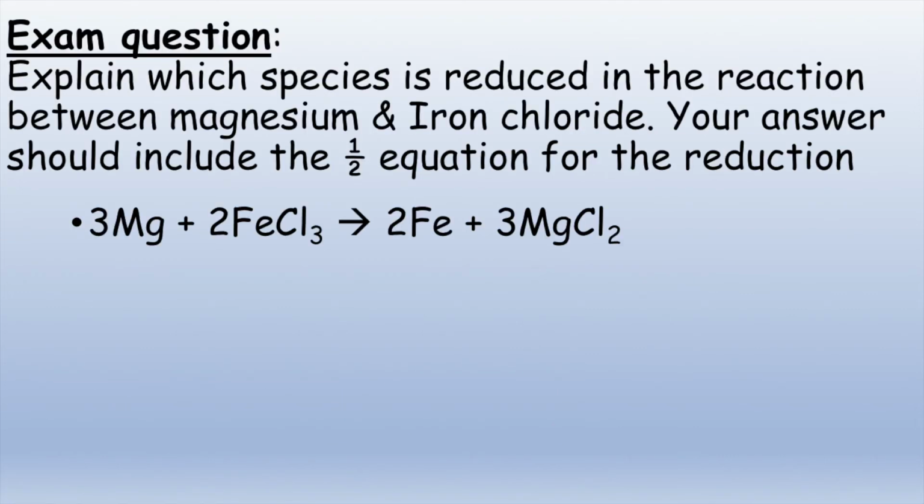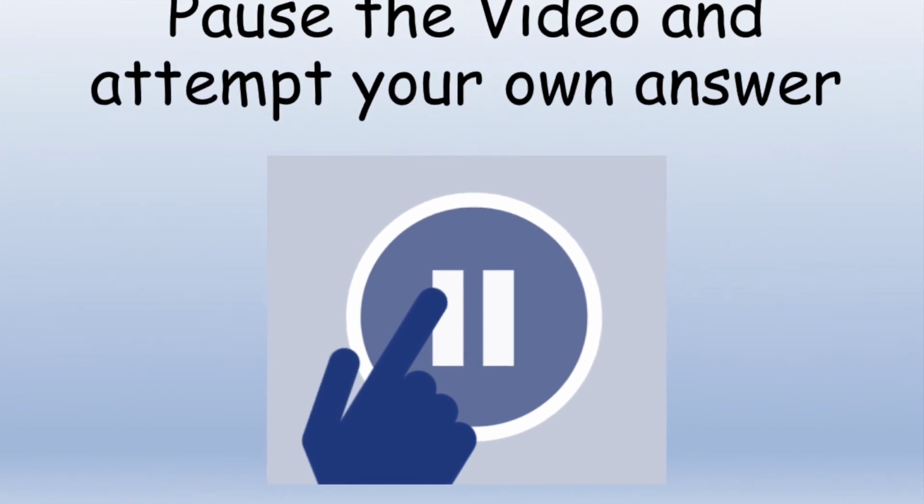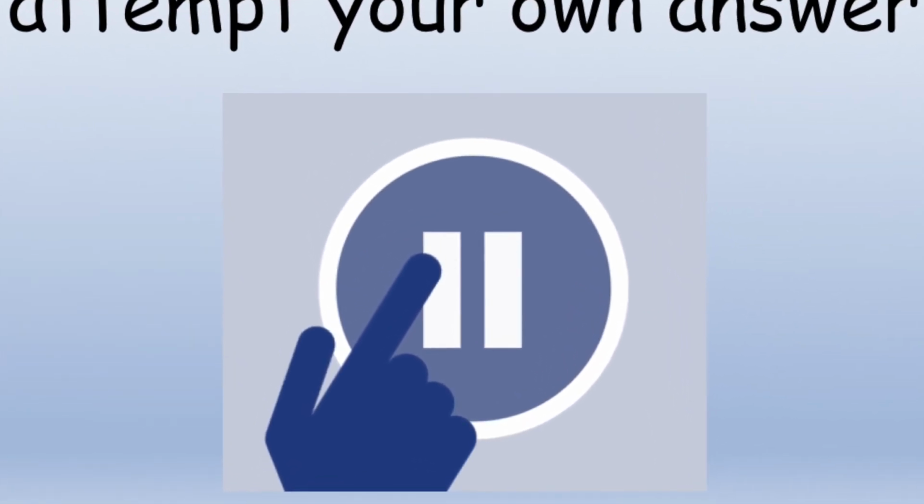You now have the opportunity to answer this 3-mark exam question. You must pause the video in order to do this. Explain which species is reduced in the reaction between magnesium and iron chloride. Your answer should include the half equation for the reduction. Explain is a higher level skill. It requires you to give a reason for your answer. Pause the video now to try your own answer, and an example answer will follow from me.